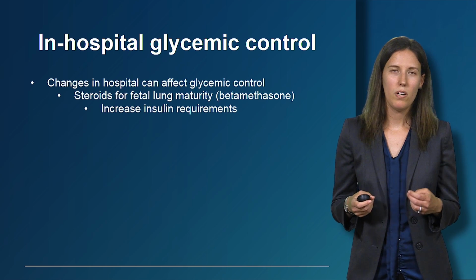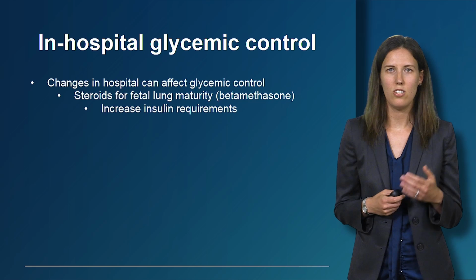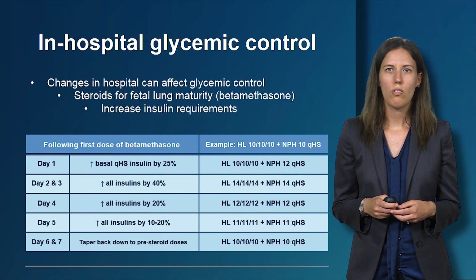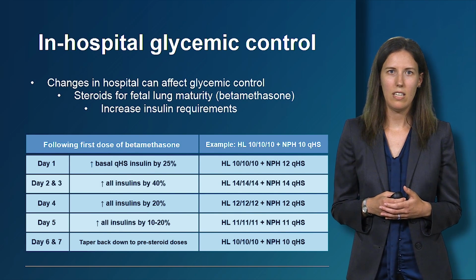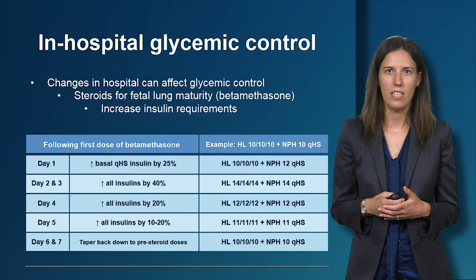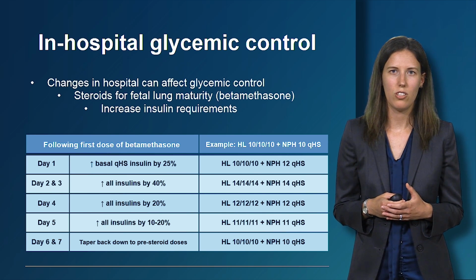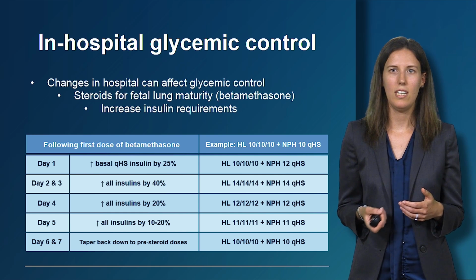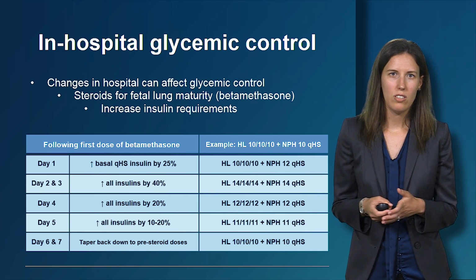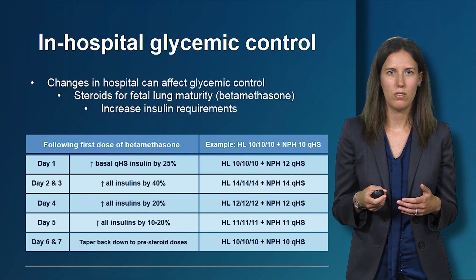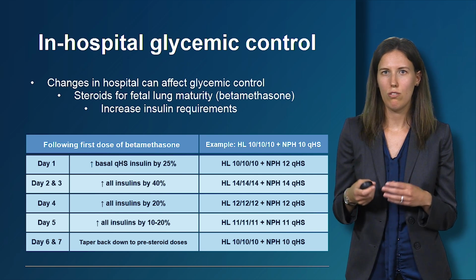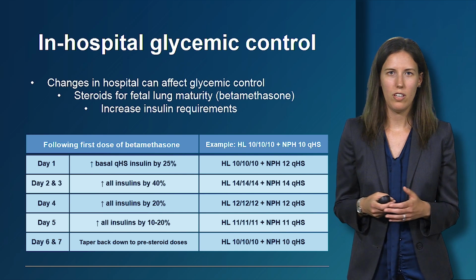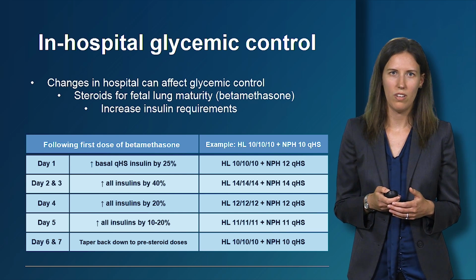Patients with gestational diabetes may also be given steroids for fetal lung maturity, such as betamethasone, and we know that steroids increase insulin requirements. So if the patient is already on insulin, we expect that they're going to need more insulin for the 5 days after they are given the betamethasone for fetal lung maturity. For example, for this patient, they're on Humalog 10 units with meals and NPH 10 at bedtime. The recommendation is to gradually increase, first by 25% on day 1, and then on day 2 and day 3 to increase all of the insulin by 40%, and then to slowly go back down so that by day 6, usually the patient is back down to their pre-steroid dose of their insulin.